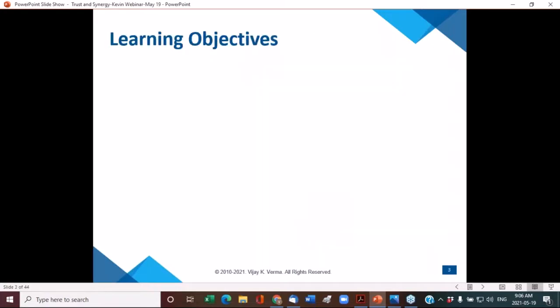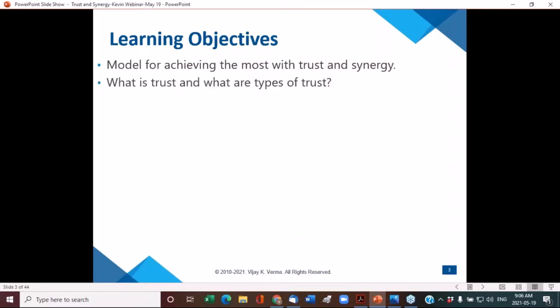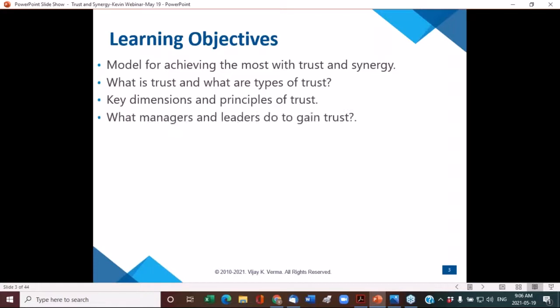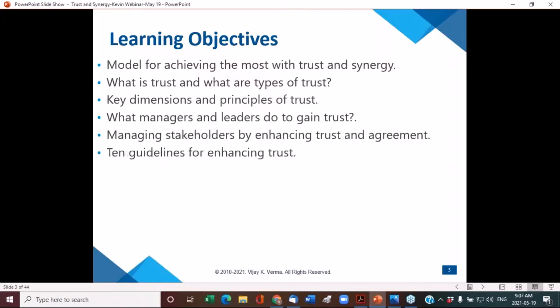So let's just get going on this one. The learning objectives for today's webinar are: I'll give you a very quick model for achieving the most with trust and synergy. Then we'll talk about what trust is and what the different types of trust are. What are the key dimensions and principles of trust? And then we'll talk about what managers and leaders do to gain trust. And then I'll share 10 guidelines for enhancing trust. These are the ones that I came up with just as a recap and also for people to remember.